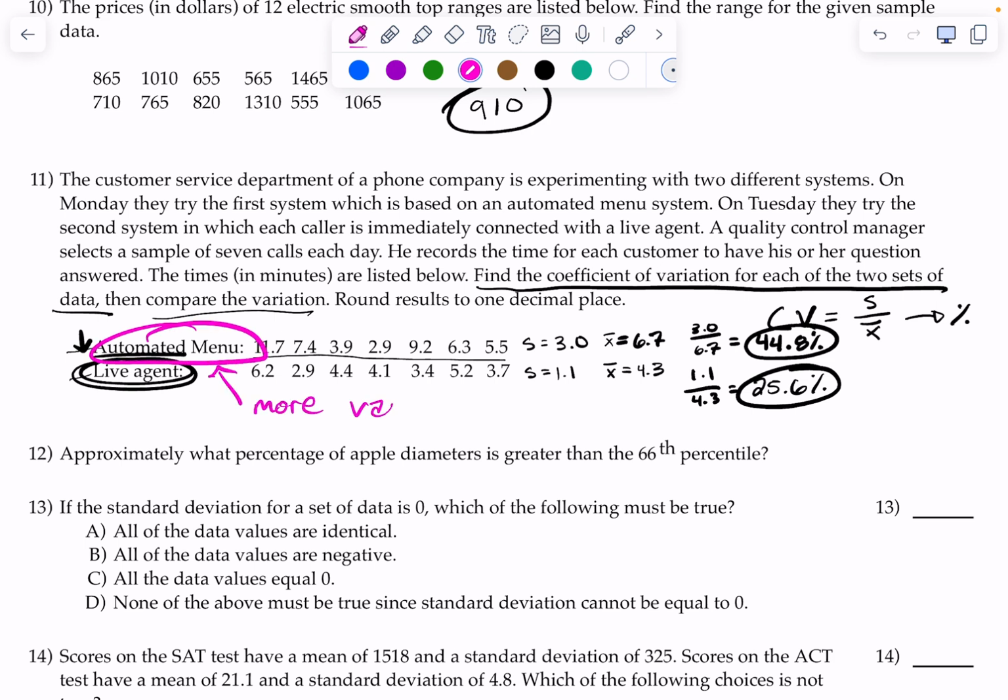More variation. Okay? Can you remember coefficient of variation is standard deviation over average? No. You can do that. I will now. That's like one thing you have to remember.